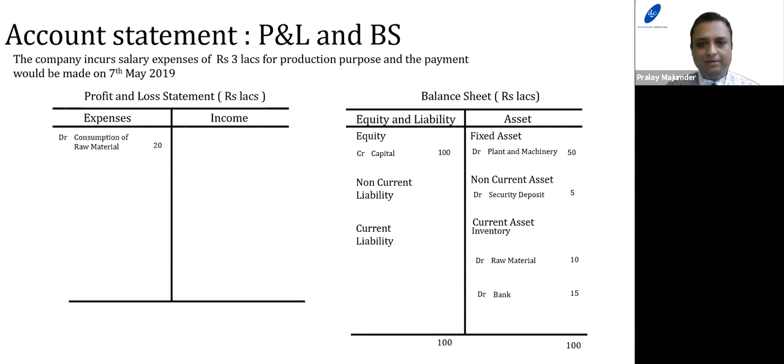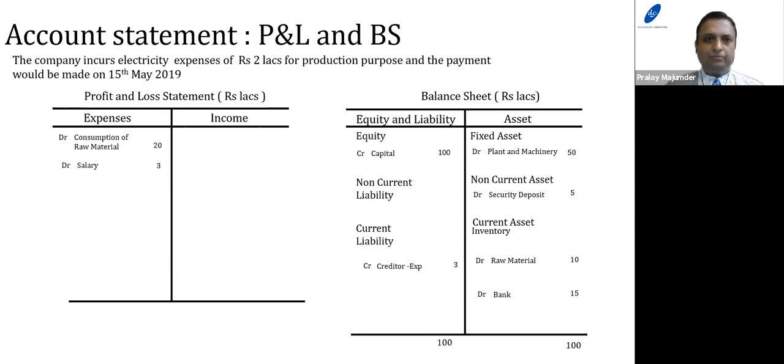However, what is happening? There are some expenses that have happened, and how do we capture these expenses? That we will discuss slightly later on. Now, the company incurs salary expenses of rupees 3 lakhs for production purposes, and the payment would be made on 7th May. So this is on 30th, we are booking the entry. Since it will be paid on 7th May, it is a deferred outflow. If it's a deferred outflow, the first entry would be credit, balance sheet, liability, current liability, creditor expenses 3. Now, second entry would be debit, profit and loss expenses, salary 3, because a permanent outflow is happening.